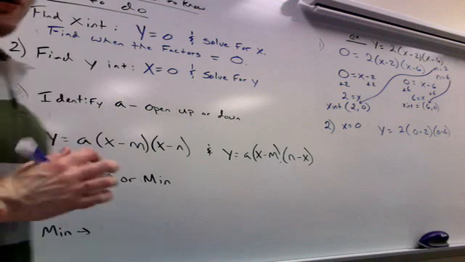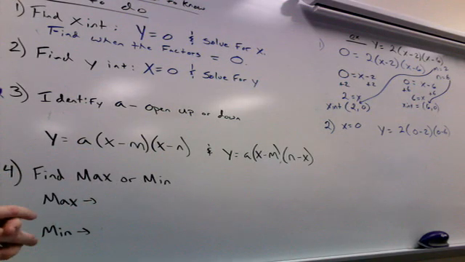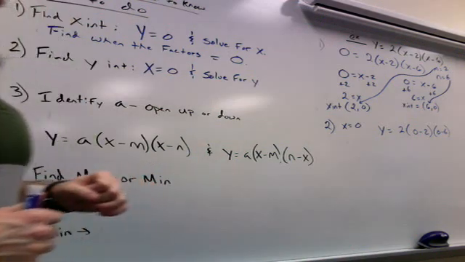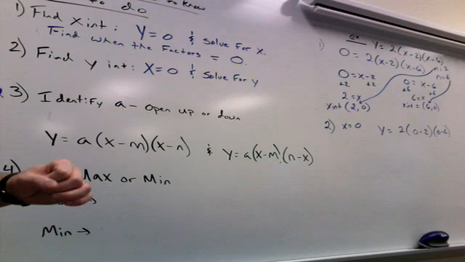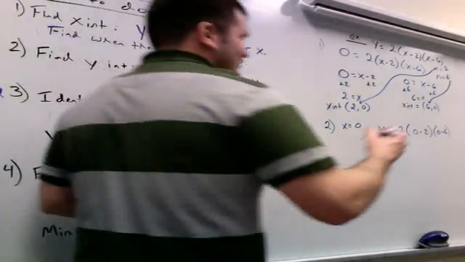Now, what is 0 minus 2? Negative 2. Good. What is 0 minus 6? Negative 6.